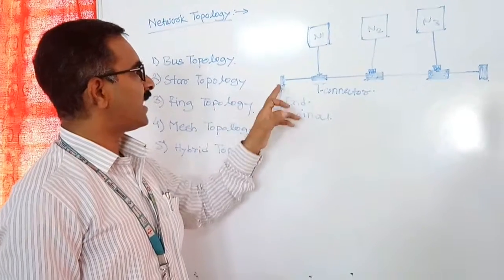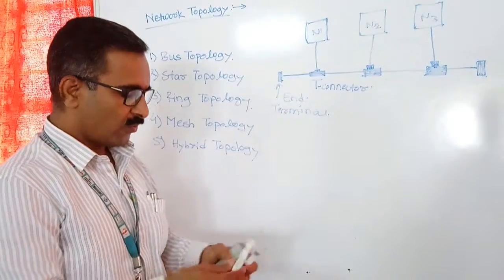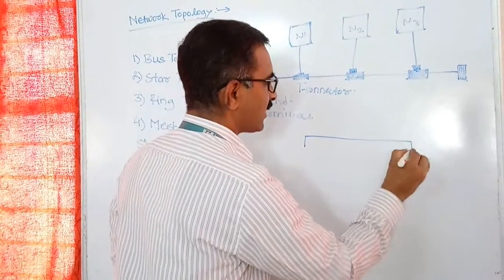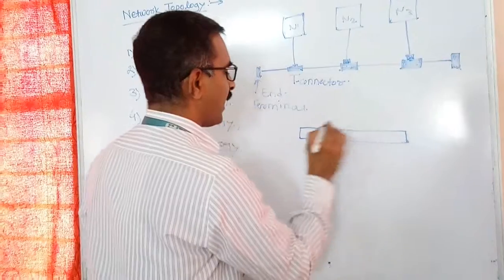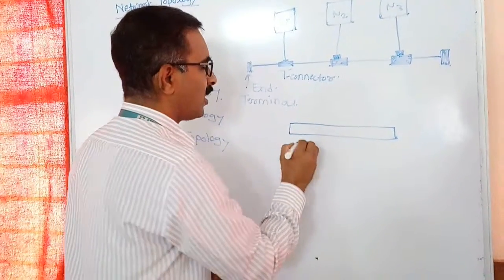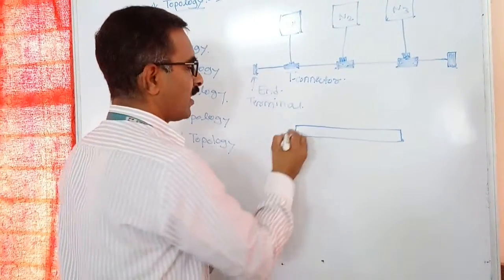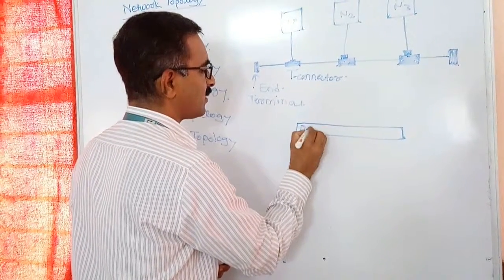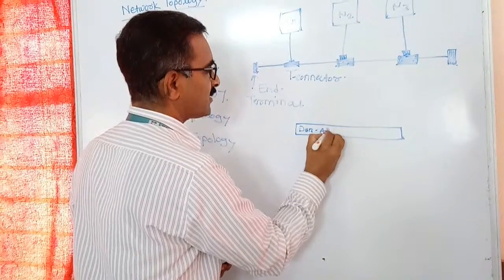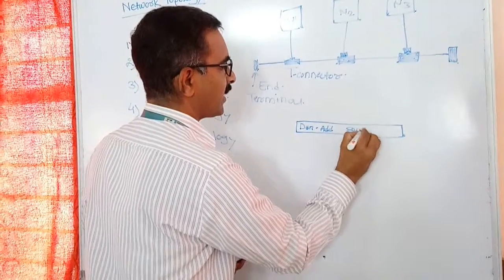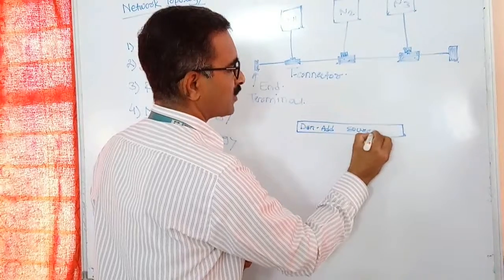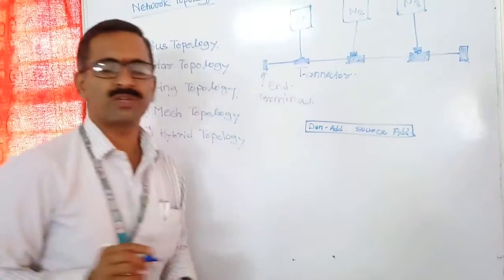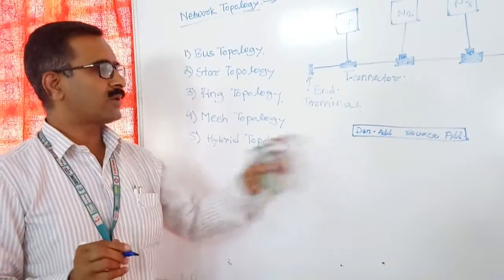Now, whatever information or request N1 wants to send, it generates one packet. That packet gives the information about the sender and receiver. This packet shows the destination address and source address, and whatever the request is, the request is also included in this packet.